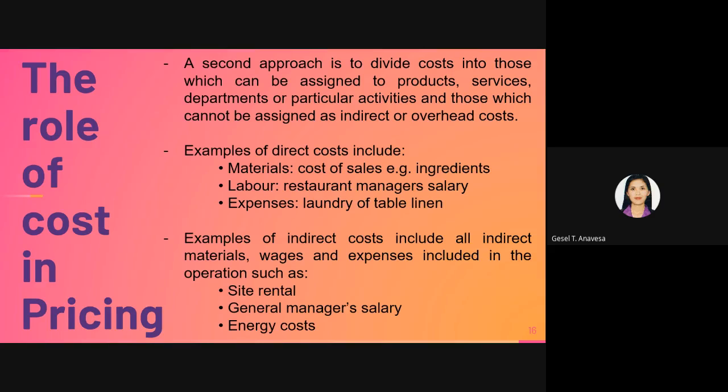It is tempting to try to allocate indirect costs to product and services. However, this is often problematic as it is usually difficult to arrive at a basis of apportionment, which is truly representative of how the cost has been accumulated. So the third category illustrates how the cost behaves under differing conditions to volume or activity. So the two extremes are variable cost and fixed cost, but many costs contain an element of both.